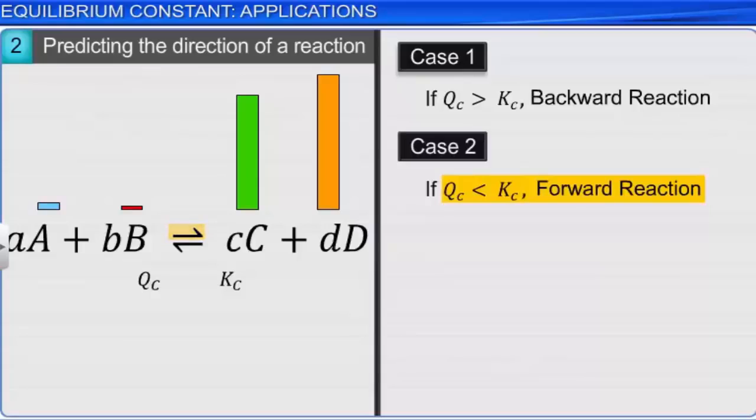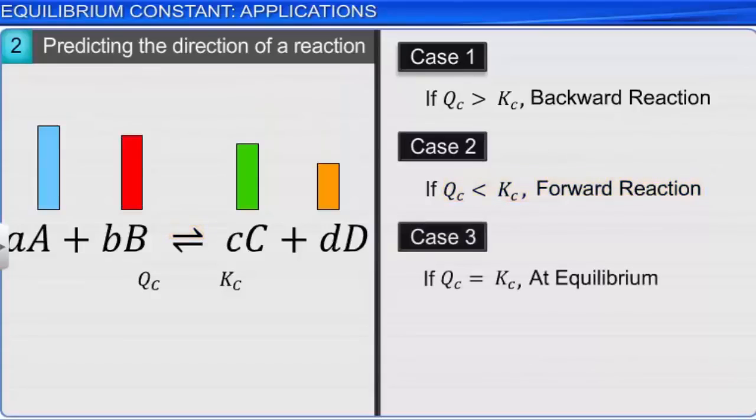If the value of reaction quotient Qc is equal to equilibrium constant Kc, then it indicates that the reaction mixture is at equilibrium. Thus, we can predict the direction of a reaction with the help of its reaction quotient and equilibrium constant.